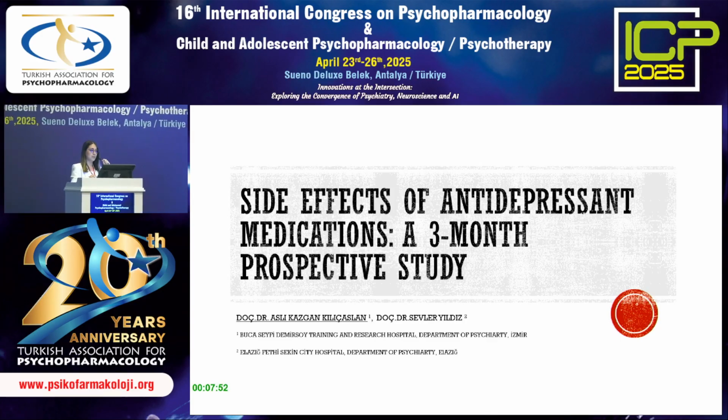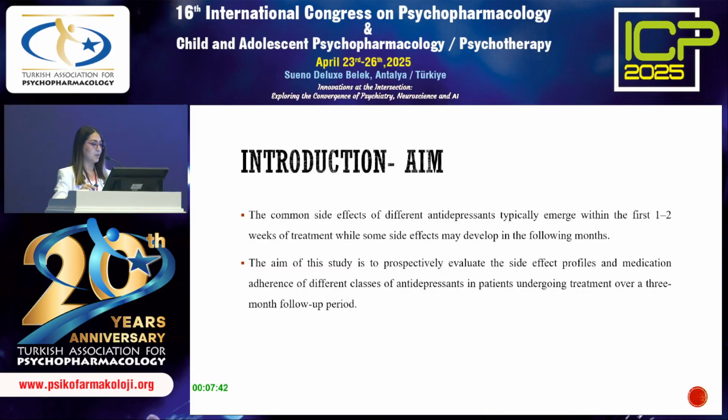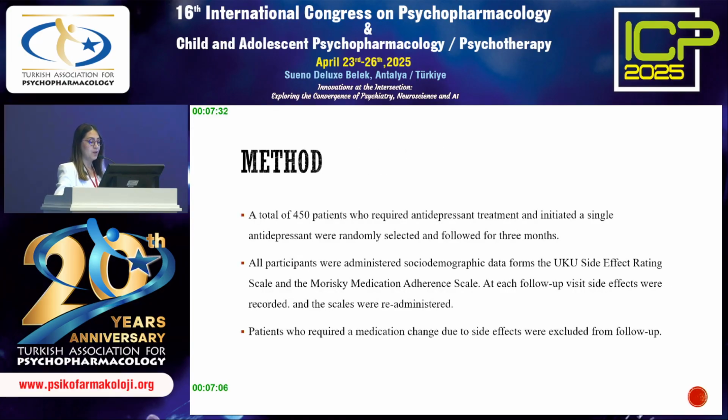Good morning. With regards to the side effects of antidepressant medications, we have a study that we concluded on the use of antidepressants for 3 months. We all know that different antidepressants have different effects, and the common side effects of different antidepressants typically emerge within the first 1 or 2 weeks of treatment, while some effects may develop in the following months. The aim of our study is, for the first time, to prospectively evaluate the side effect profiles and medication adherence of different classes of antidepressants in patients undergoing treatment over a 3-month follow-up period. So we are trying to look at which side effects are coming up in which months.